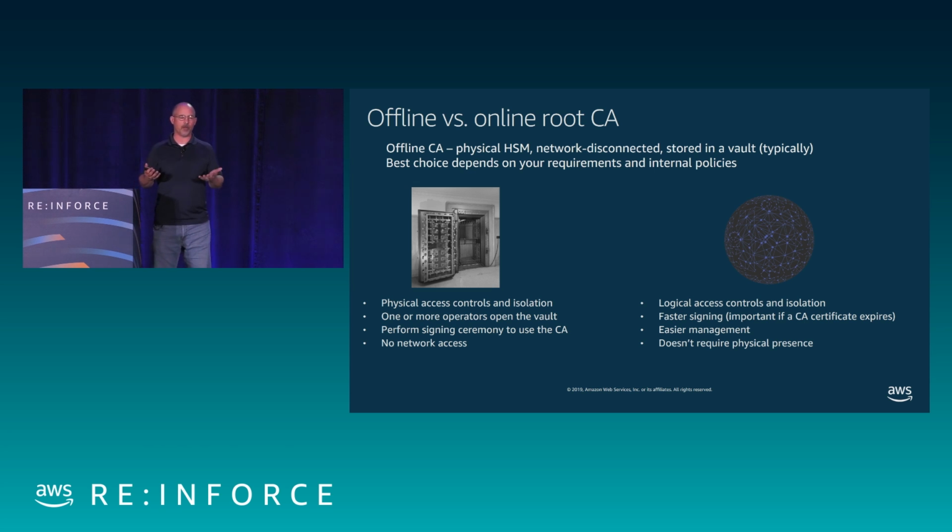And of course, you can have combinations. You can have an offline root that you rarely, if ever, use, locked in a vault, and have a top-level intermediate CA in ACM Private CA that has a long lifetime. And you can design this any way you want. But those are some of the pros and cons of an online versus an offline root CA.